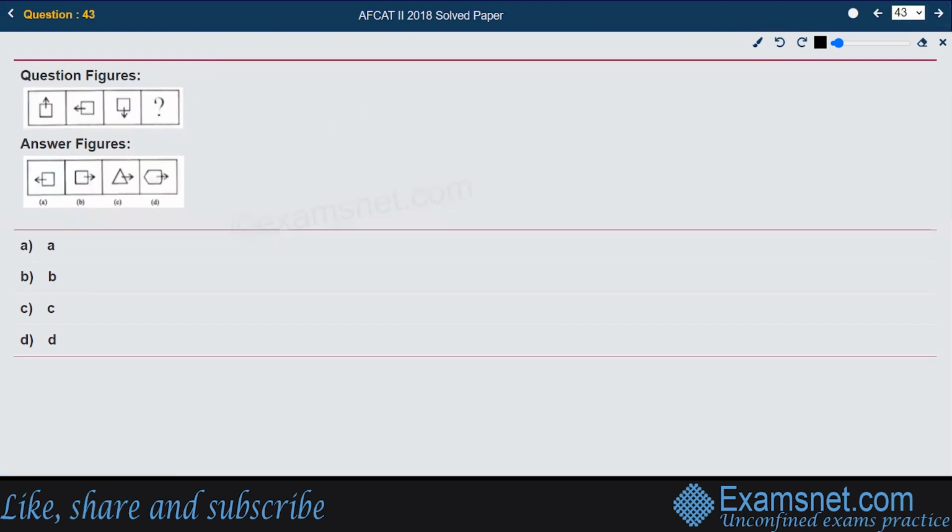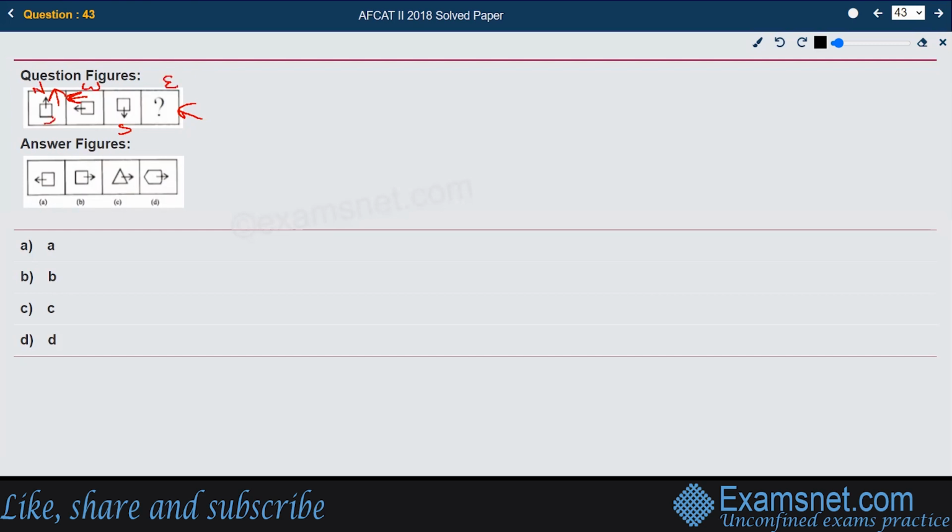Let us have the next one, 43. We have to find out the figure that should fill the question mark. What's happening is, see, the arrow is being shifted. Earlier the arrow was pointing on the north side, then it shifted 90 degrees anti-clockwise. It shifted to west, then it shifted to south. Look at this, it shifted to north, then west, then south. So it should be east in this case.